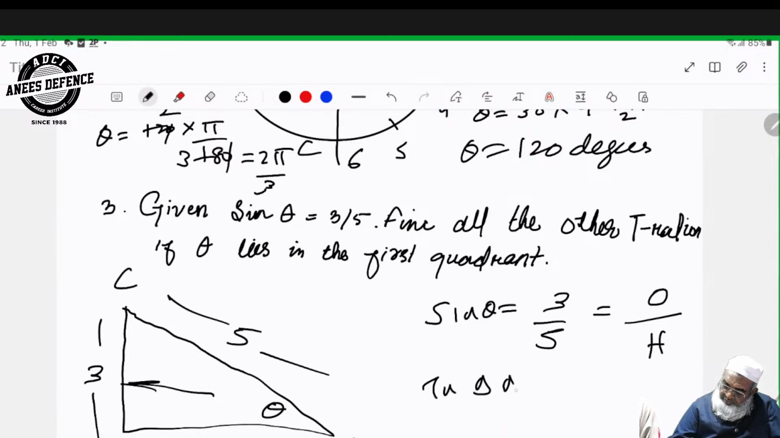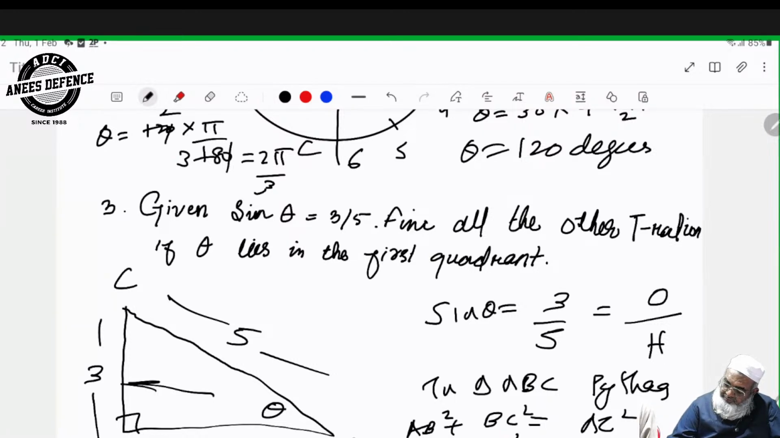In triangle ABC, what is the Pythagoras theorem? In triangle ABC, AB square plus BC square equal to AC square. What is AB? BC is 3, AC is 5, so 5 square. So, solve further.